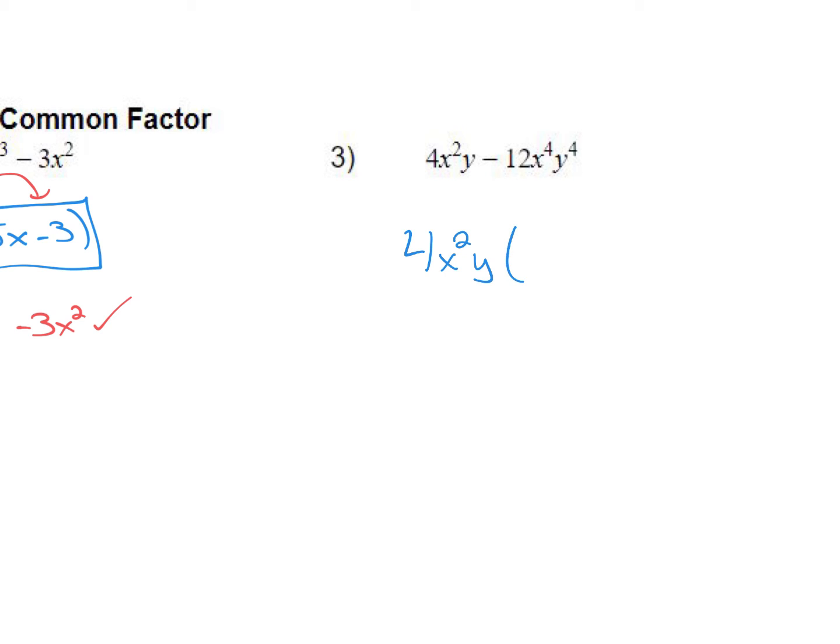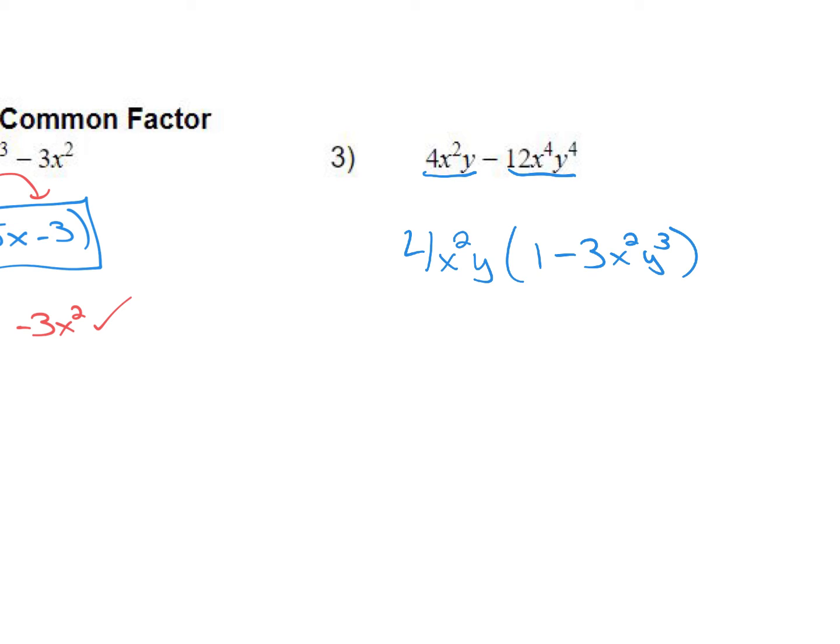And then it's just a matter of taking each one. Take that first one, 4 divided by 4, that's 1. X squared divided by x squared, that's 1. Y and y, also 1. So in this case, when we divide out, we're dividing everything. When we go to the next one, what's 12 divided by 4? That would be negative 3. X to the 4th divided by x squared, again, we're just subtracting the exponents. Y to the 4th divided by y, so that would be y cubed.